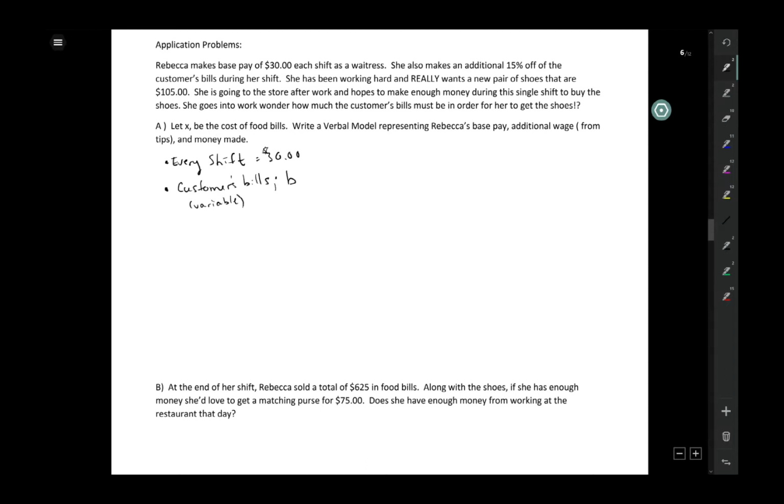And again, it can change. And she makes 15% of the bills. Now, 15%. When you need to write percentages as decimals, because that's what we'll need to do, you move the decimal point 2 spots, or you divide by 100. So she makes 0.15 of each bill.